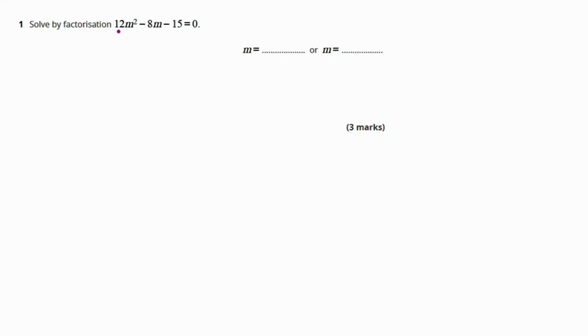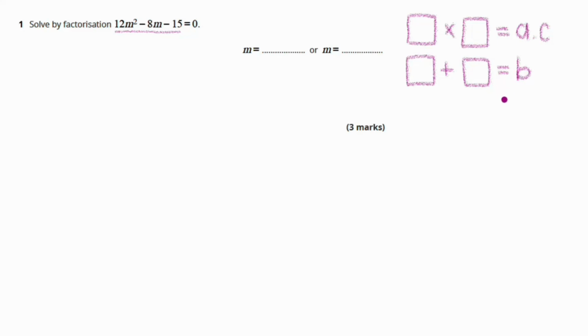So remember, here is our trinomial. We are looking for 2 numbers. When we multiply them, we want to get the value of a times c. And when we add these 2 numbers, we want to get the value of b. Now let me refresh your memory about the values of a, b, and c. Remember, any quadratic equation is written in this form: ax squared plus bx plus c is equal to 0. So that means a, in this case, is equal to 12. b in this case is equal to negative 8 and c in this case is equal to negative 15.